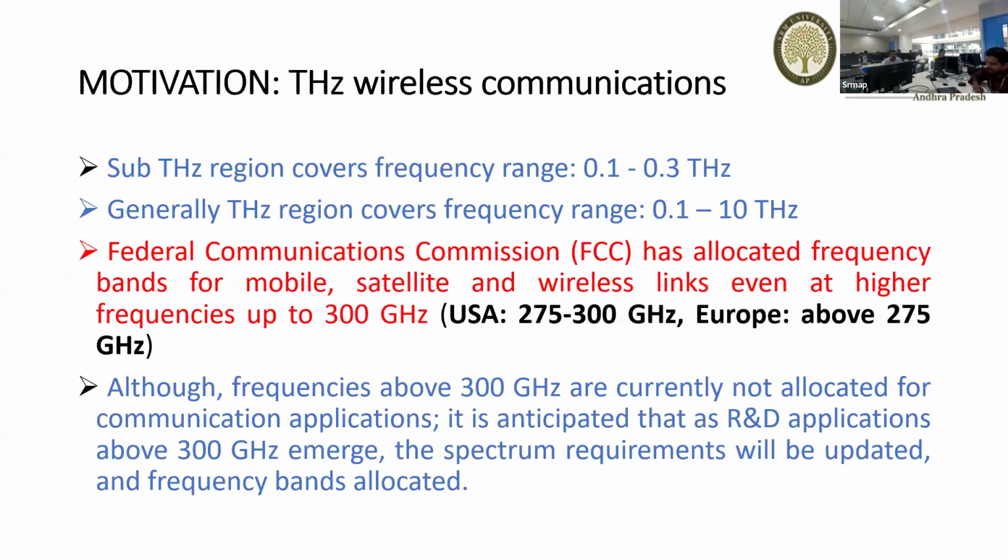FCC communication standards have allocated frequency bands for mobile, satellite, and wireless communication links around 300 gigahertz, but the bands have not been allocated so far for communication applications. It is anticipated that in the future R&D applications will emerge and the spectrum requirements will be updated, and then the frequency bands will get allocated.